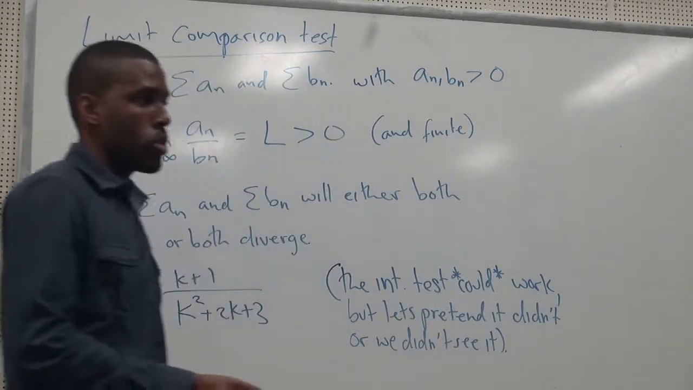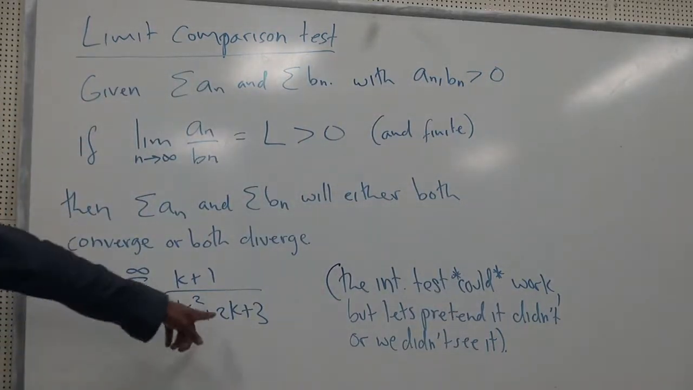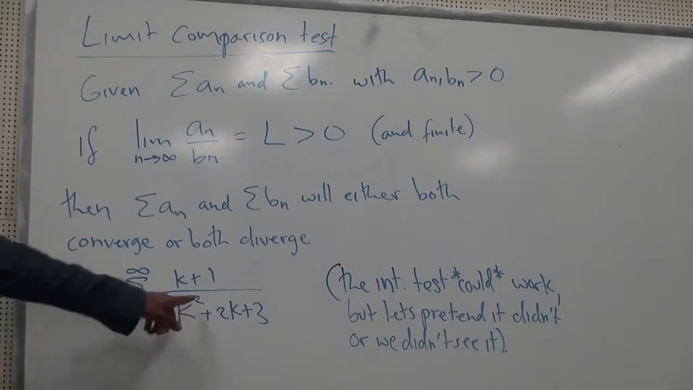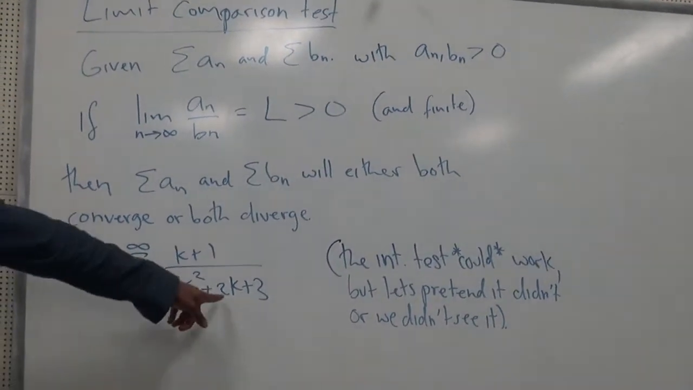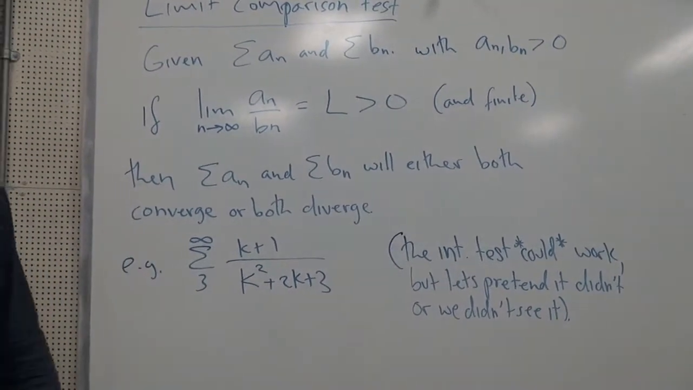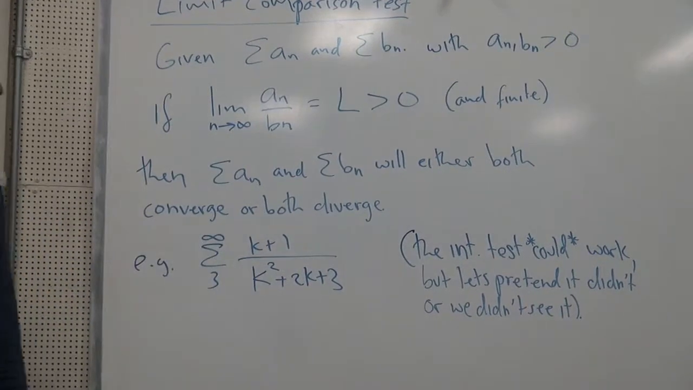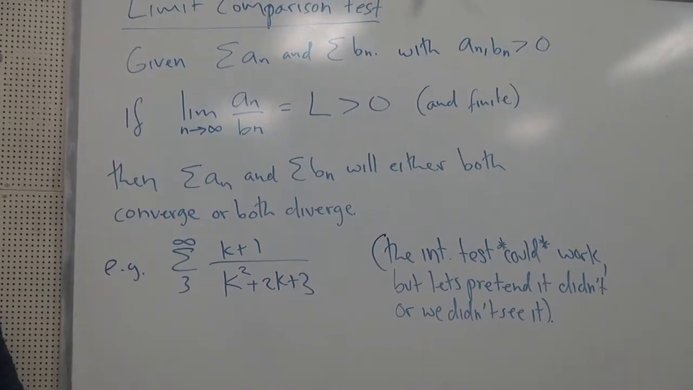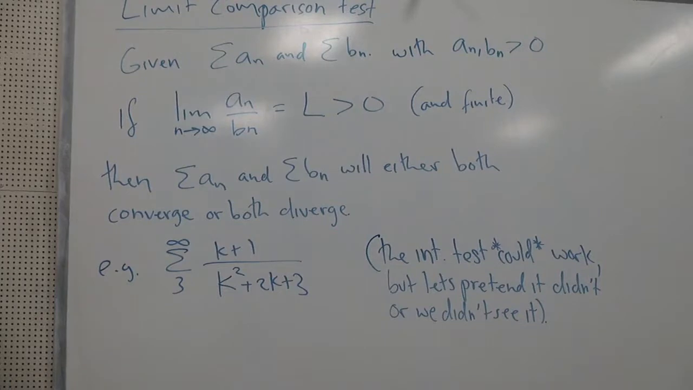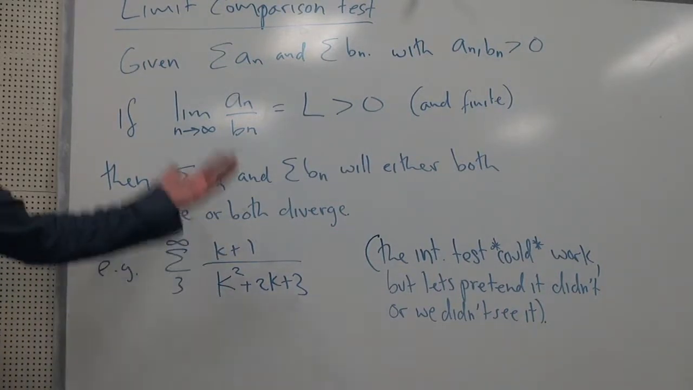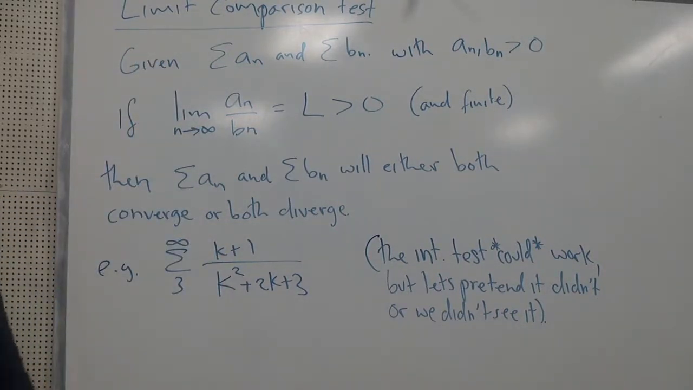So the integral test could work, but pretend it didn't. I could have easily messed that up. I could have made this a cube, or made that a different constant, in which case it won't be easy to integrate because I have to do all these manipulations. So here what we can do is say, okay, the comparison test is the next easiest test to apply. So let's try to apply the comparison test.